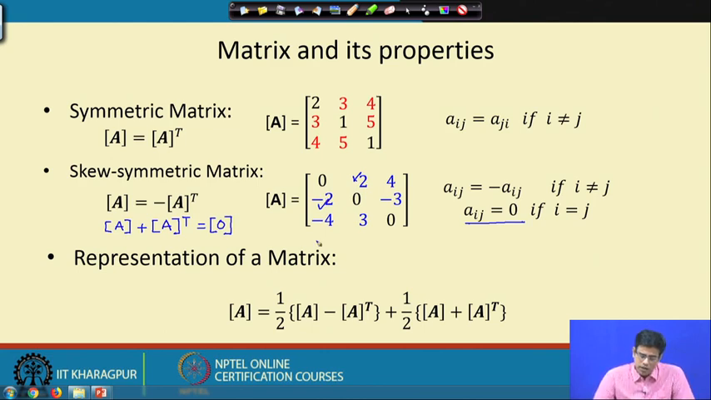Any matrix can be represented in terms of a skew symmetric part and a symmetric part of the matrix. This proof is also very similar, but as we discussed earlier, we will not discuss the proofs, mainly here we will use the results. So, this is the skew part of the matrix, or skew symmetric part, and this is the symmetric part.